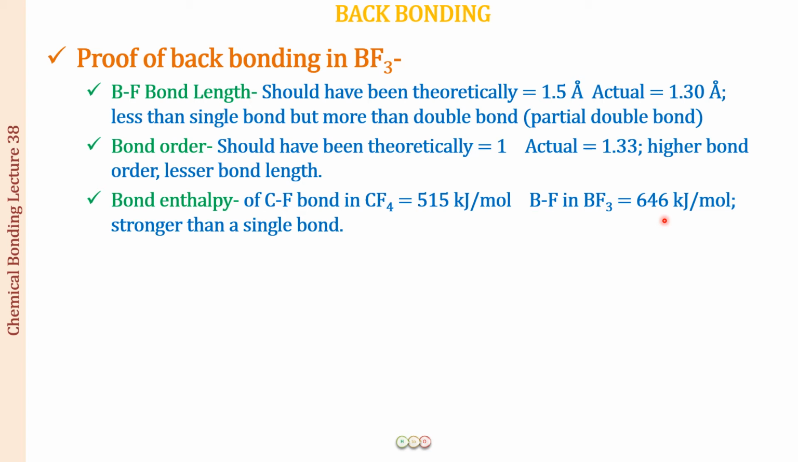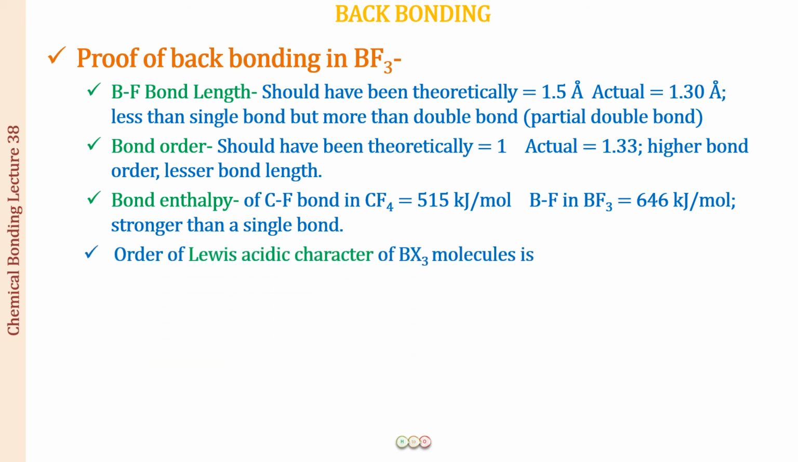So I hope this is clear. It is because of the back bonding in BF3 that we have a higher bond enthalpy value for the B-F bond as compared to the C-F bond in the CF4 molecule. This is a question which is frequently asked. That is why I was putting a lot of stress on this question.